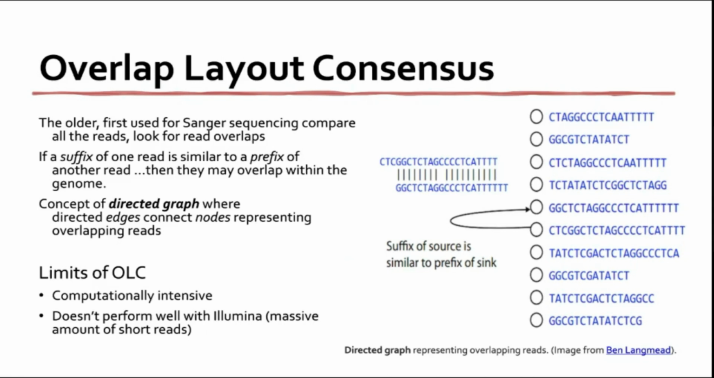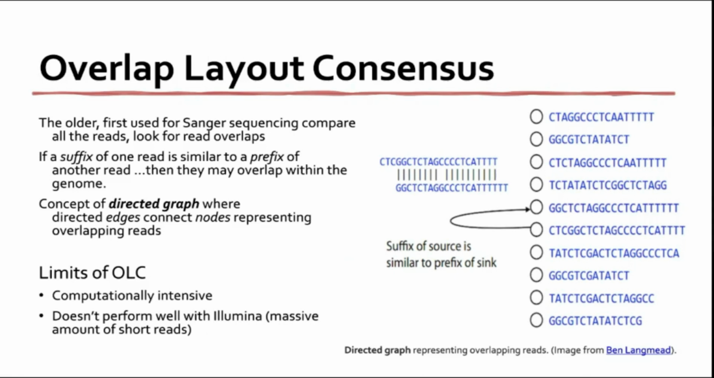OLC is an older approach we used in the times of Sanger sequencing, putting the sequences against one another, finding the overlaps and stretching them out. The same concept has been taken by other algorithms like Flye and Canu, which build the concept of a directed graph. Once we find the overlaps, we go on to the next overlap, and so on.